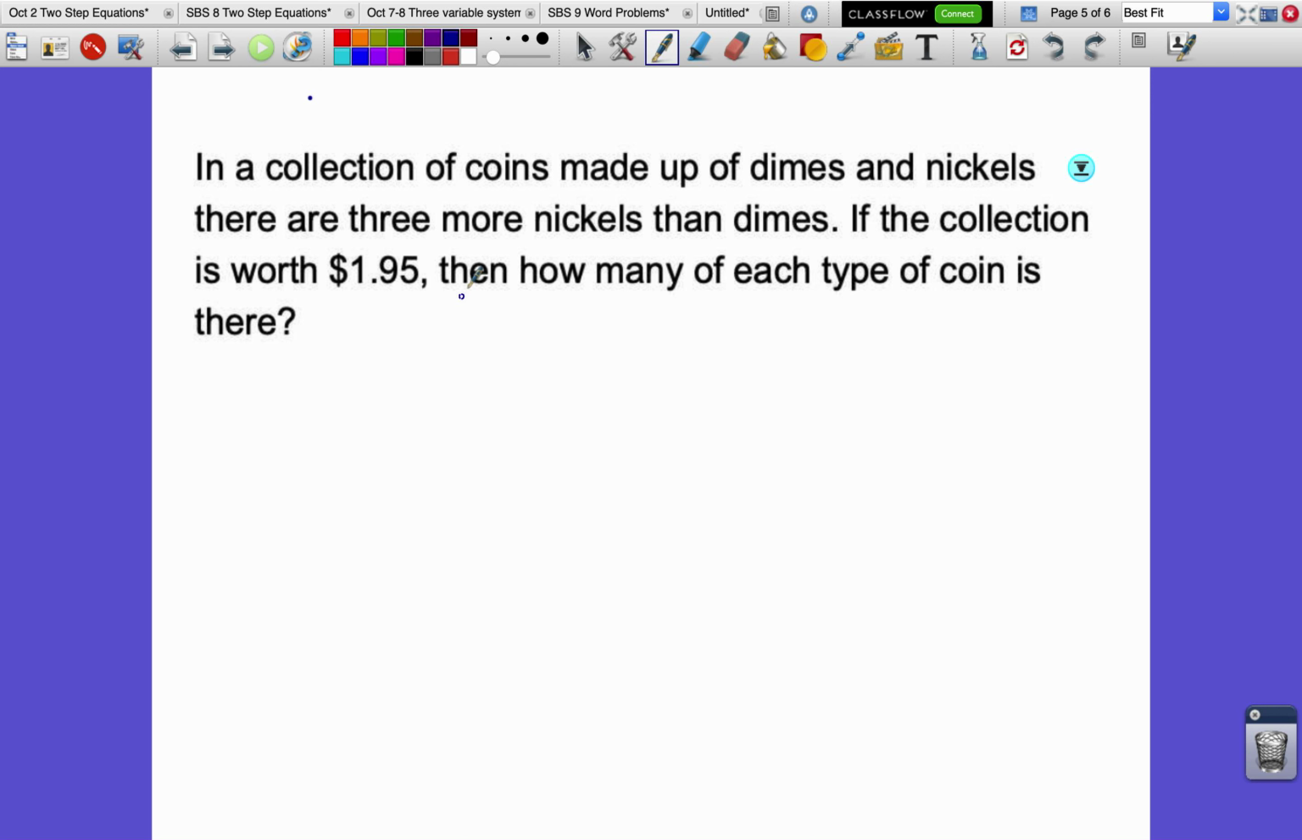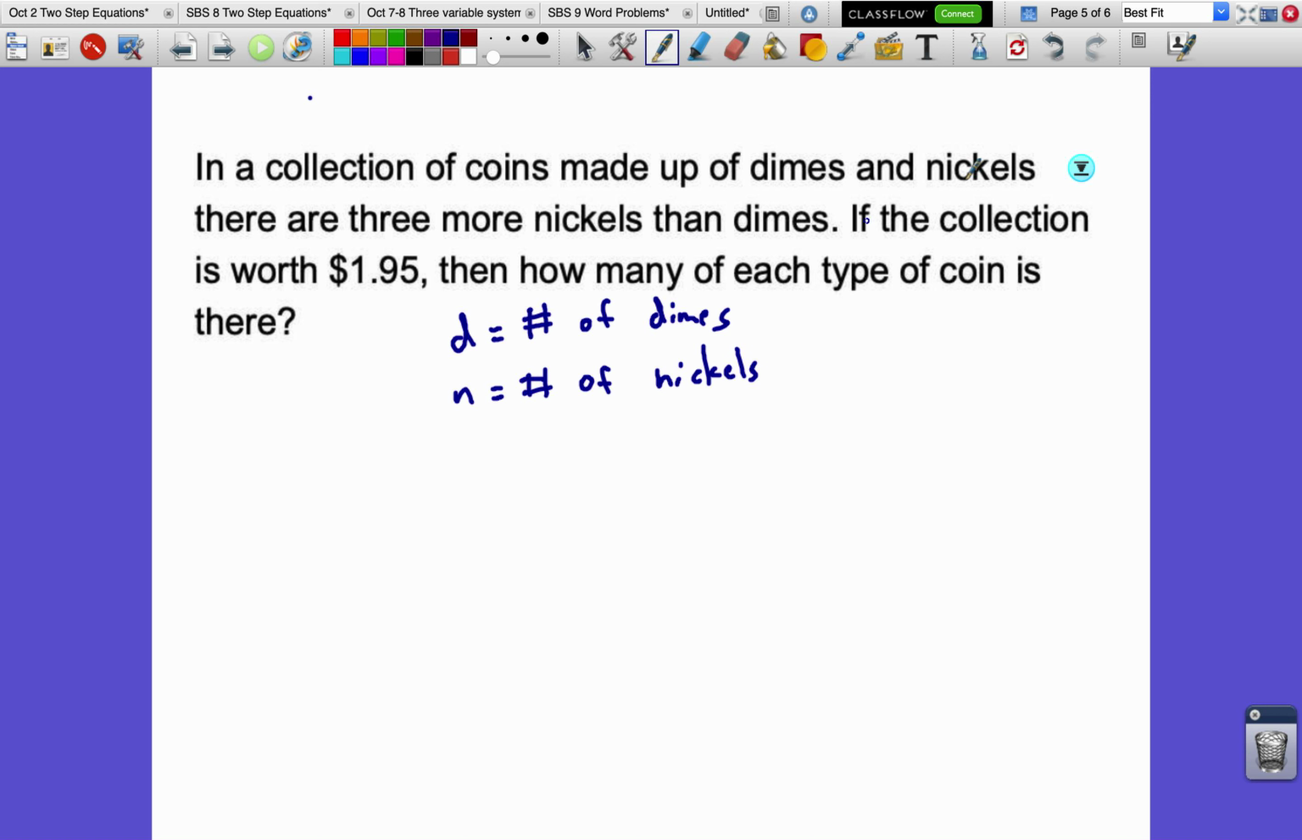All right, so first thing I need are some variables. And don't just say D equals dime, N equals nickels. Be more specific, say D equals number of dimes, so that you don't get confused thinking D is like the value of a dime or something like that. And N is number of nickels.